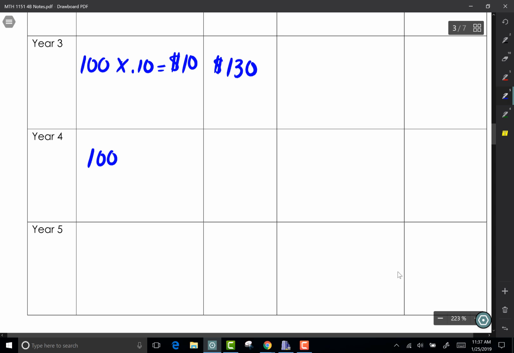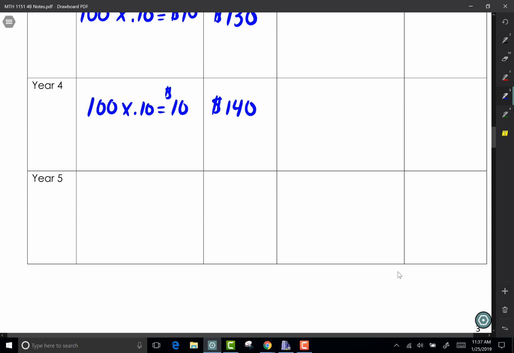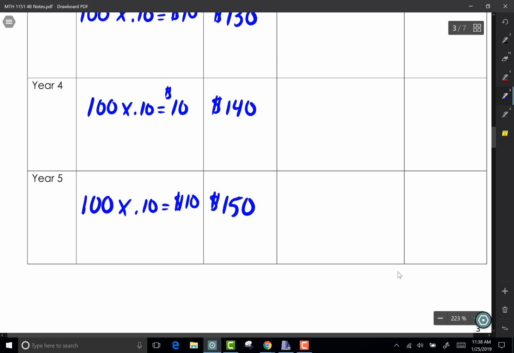Year 4, same thing, repeat the pattern. I'm going to get $10 in interest, so now I have $140. And then my last year, I do it one more time. I make one more $10. And then, let's see, that gives me $150 total after 5 years. So I made $50 in interest over the 5 years with simple interest.